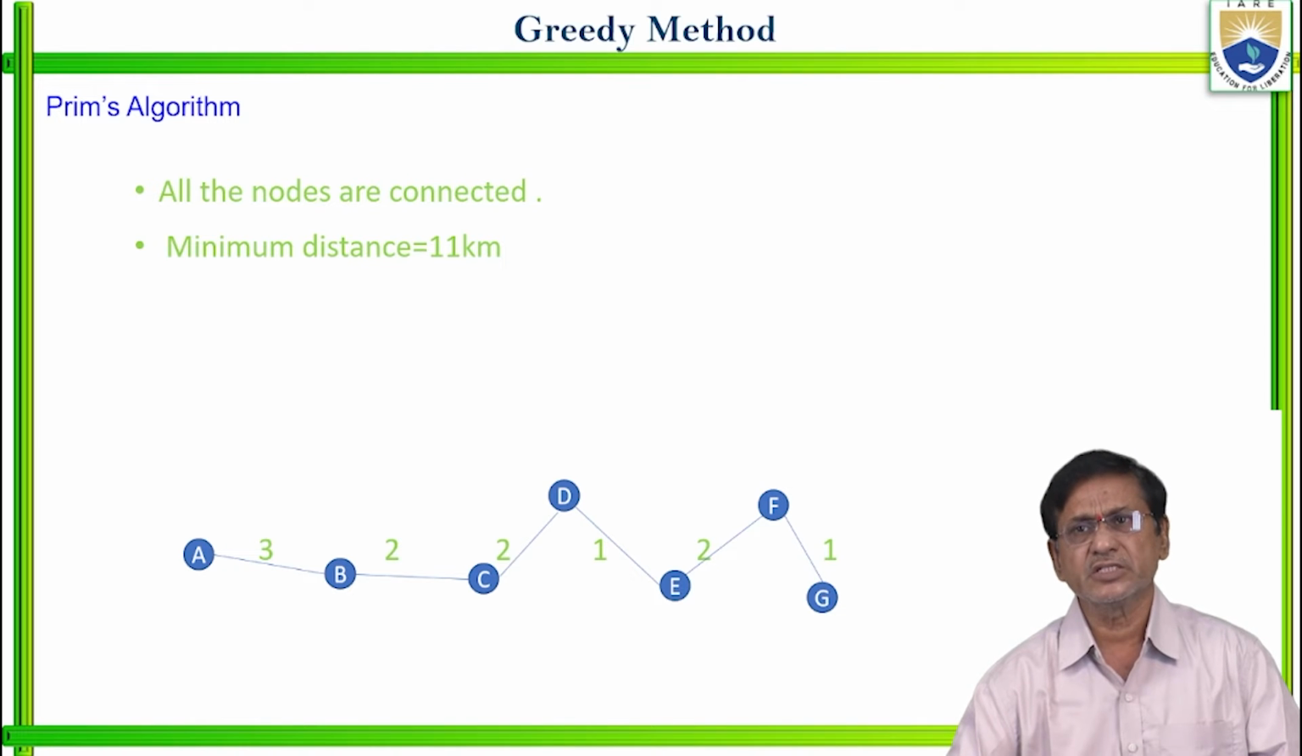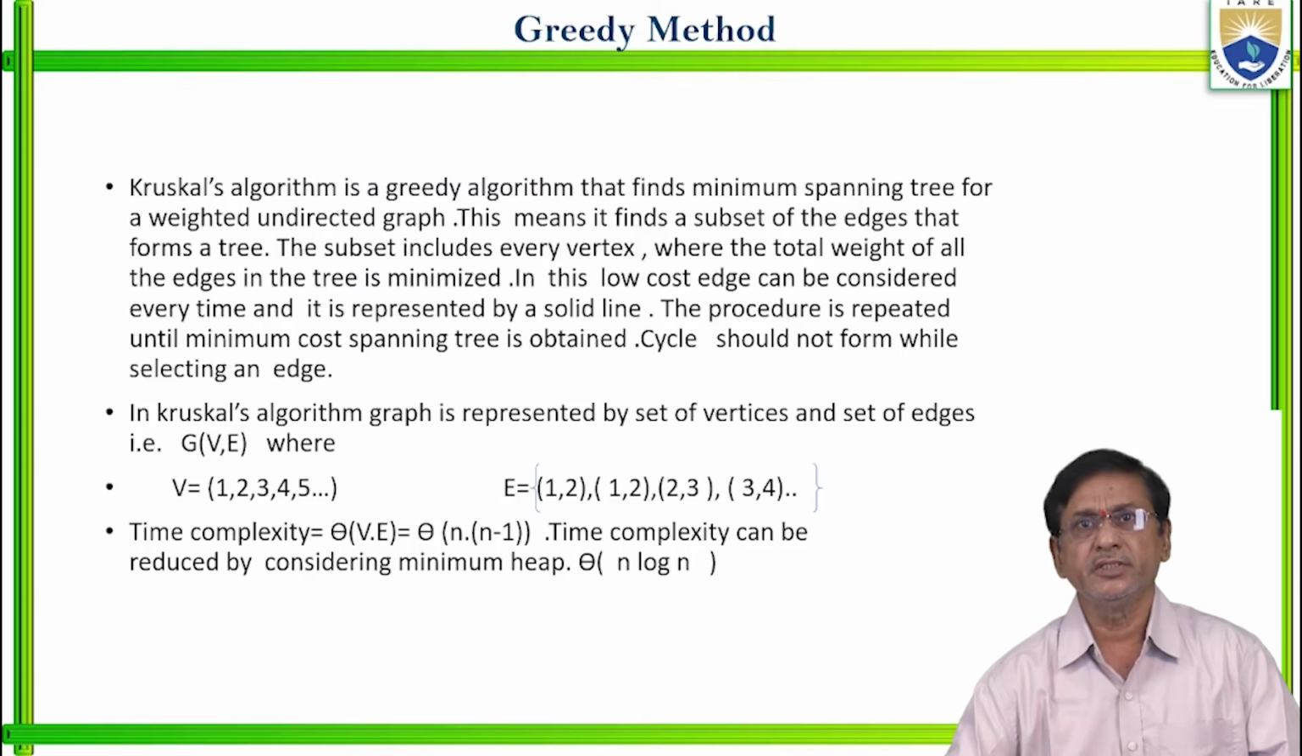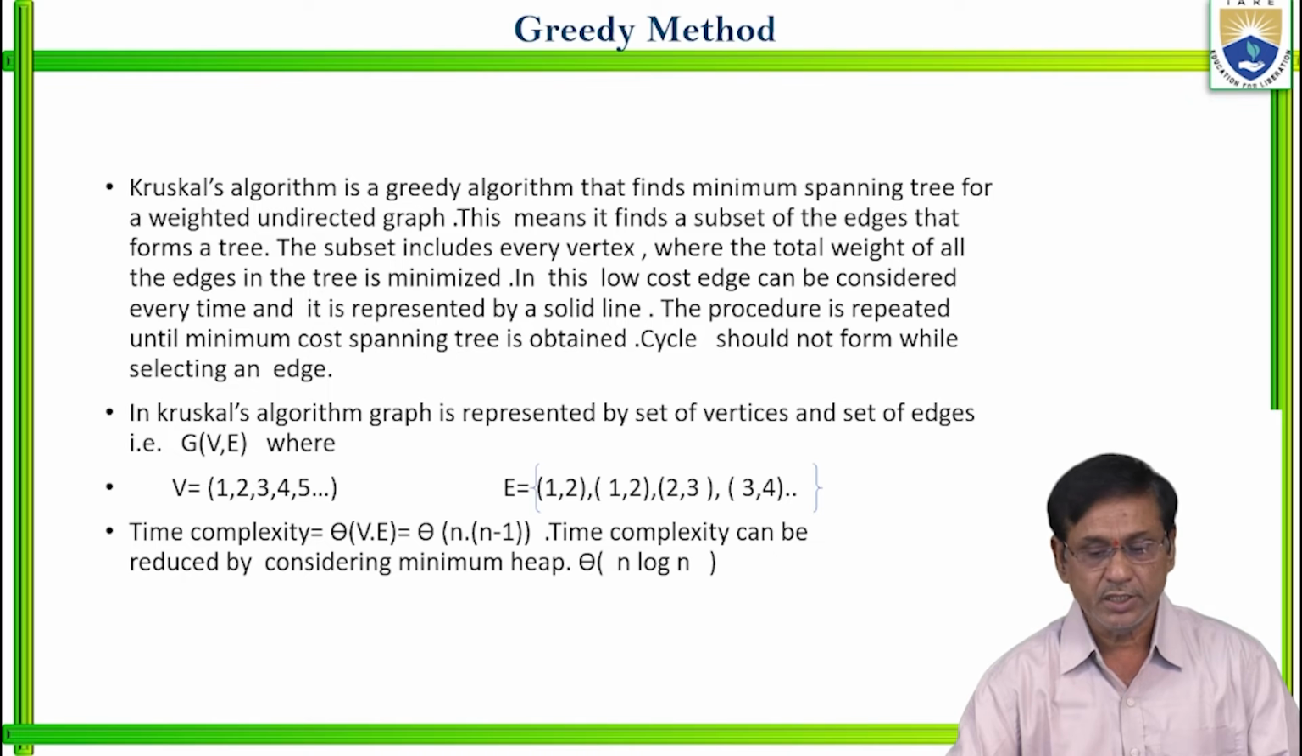In the same way, we can also find out a minimum spanning tree by using Kruskal's algorithm. Kruskal's algorithm is also a greedy algorithm that finds a minimum spanning tree for a weighted undirected graph. This means it finds a subset of the edges that forms a tree. The subset includes every vertex, where the total weight of all the edges in the tree is minimized. In this, the low cost edge is considered every time, and it is represented by a solid line. The procedure is repeated until the minimum cost spanning tree is obtained.